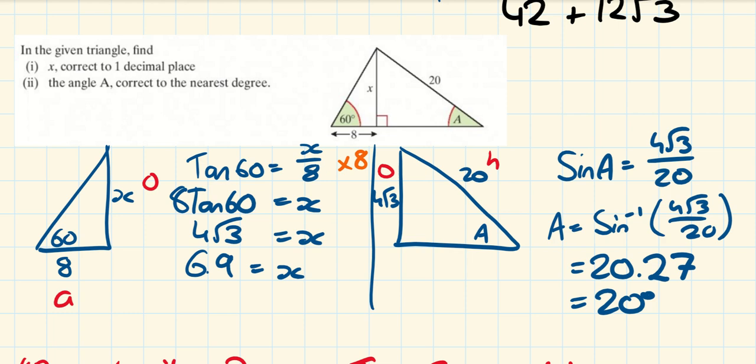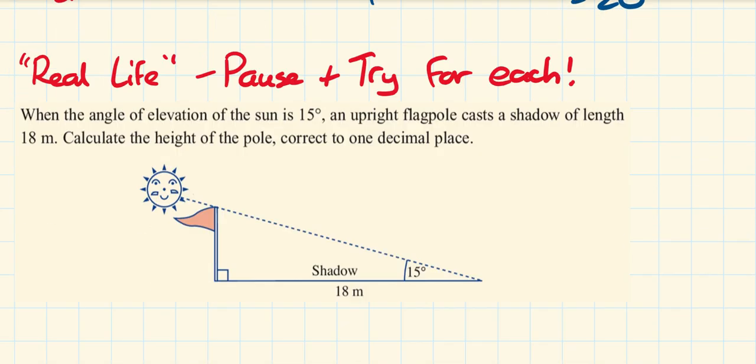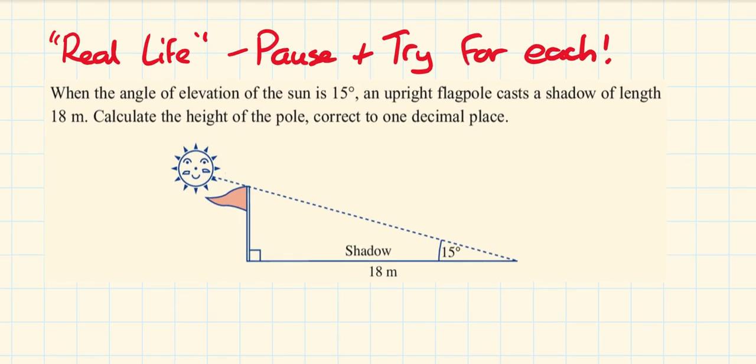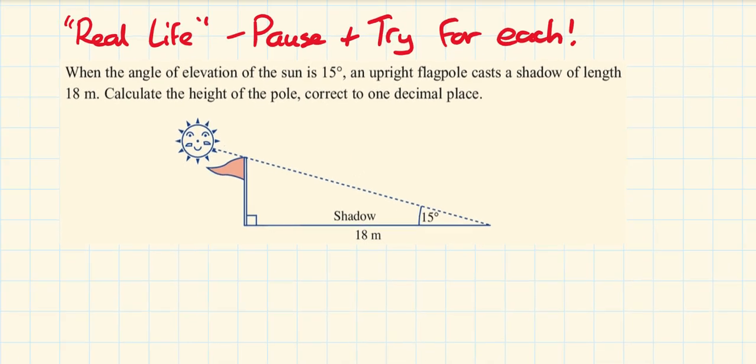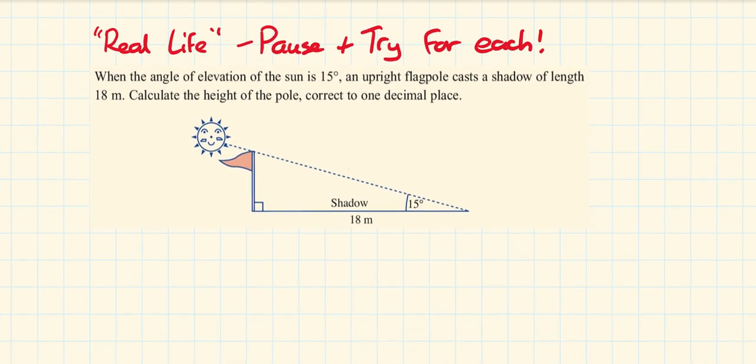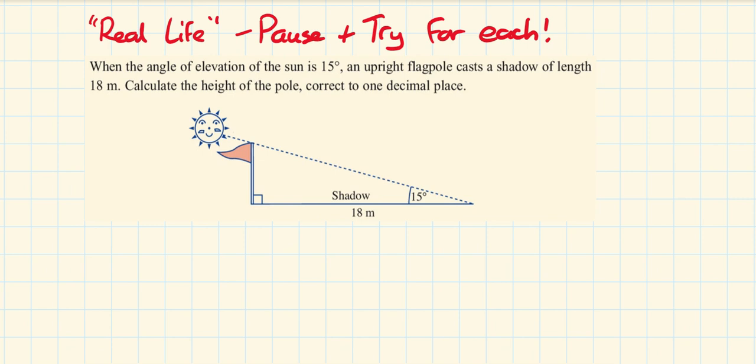Okay, so just to finish up, a couple of real life kind of questions. So pause the video and try each one as we go through it. They're not too difficult, but these are the kind of things that come up. So one of them is heights of things. So it's like the angle of elevation of the sun. They often put that in exam questions.